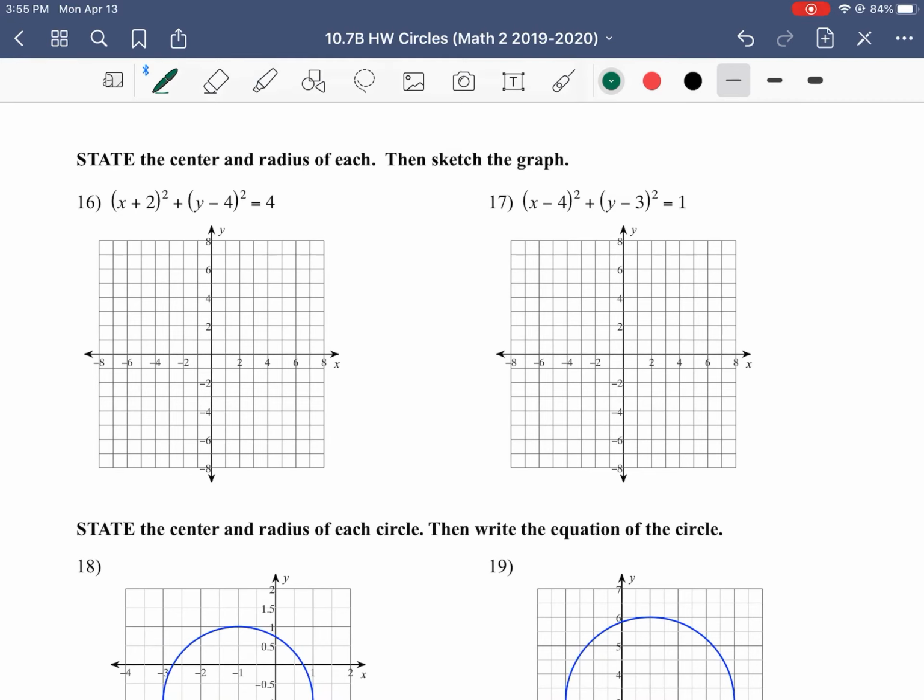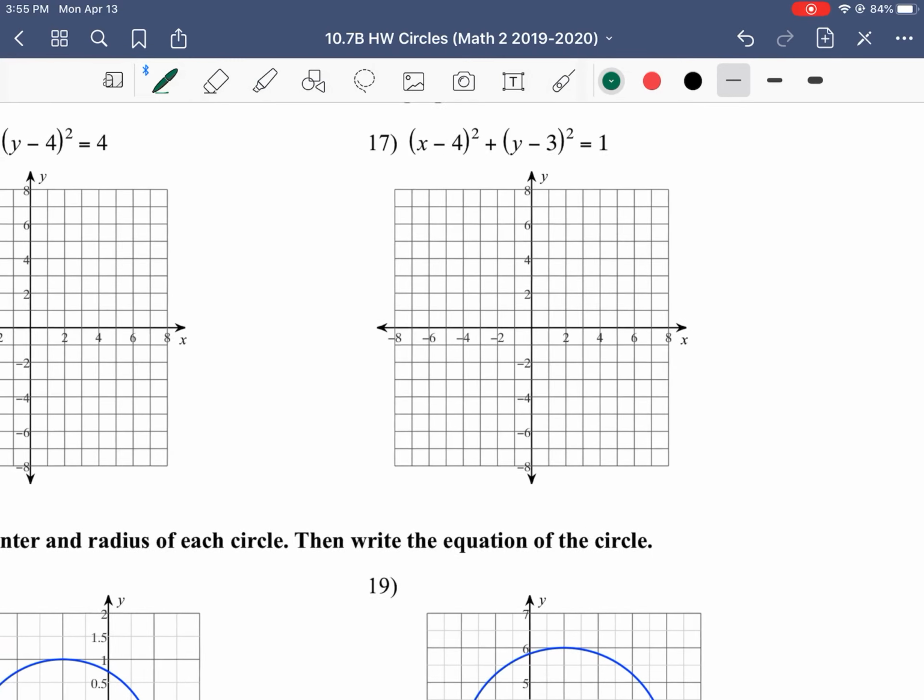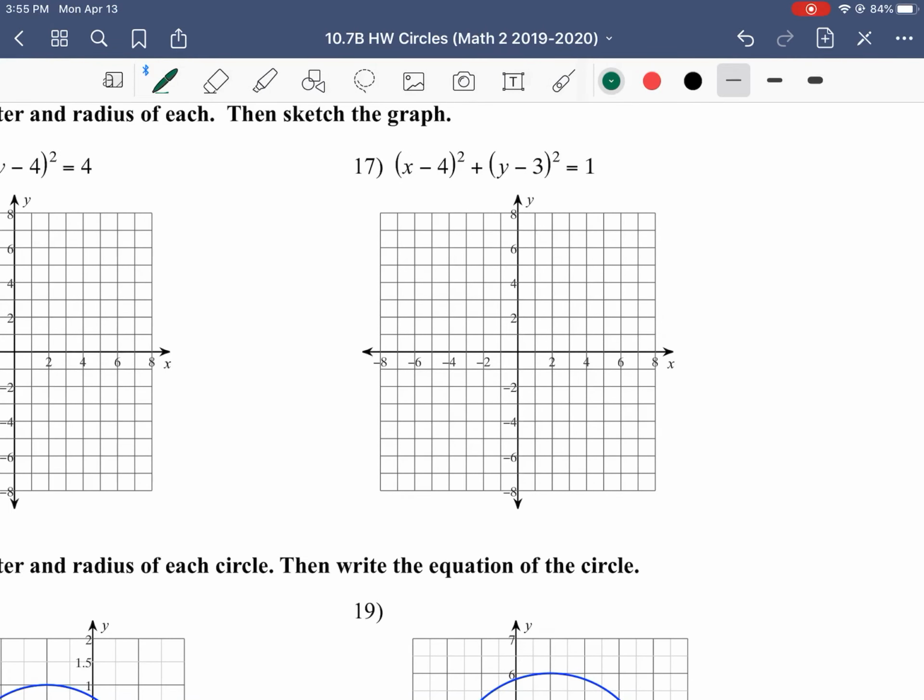Jumping over, just going backwards with a circle. Again, this one asks you to state the center and radius and then sketch the graph. So if I'm going to state the center, the first thing I'm going to do is write center, and I'm going to come up here and look at my h and my k value. So in this case, we do the opposite of negative 4, which is positive 4, the opposite of negative 3, positive 3, then I find the radius. Now remember, this is the radius squared, so if we take the square root of that, well, the square root of 1 is just 1, so our radius is actually 1.